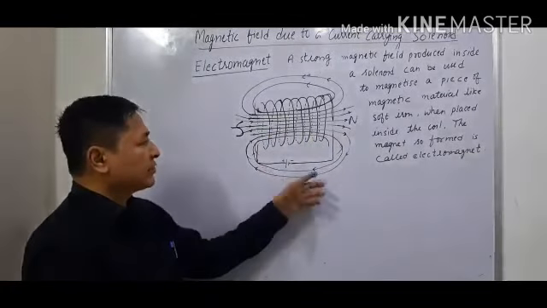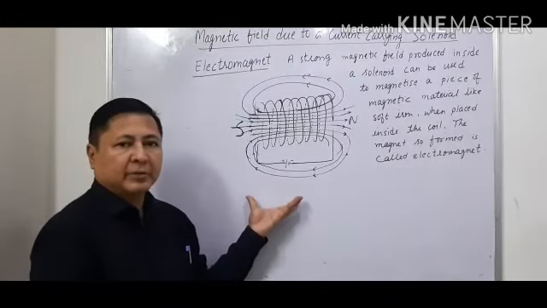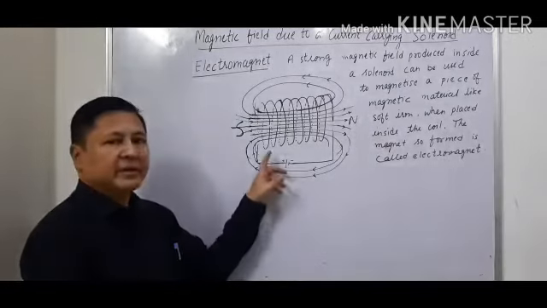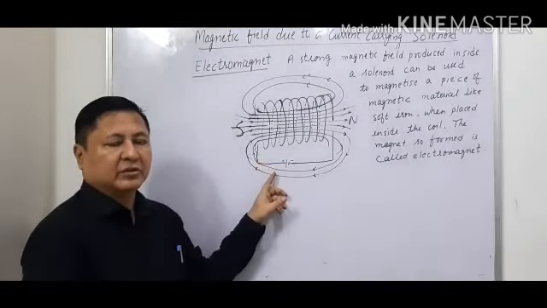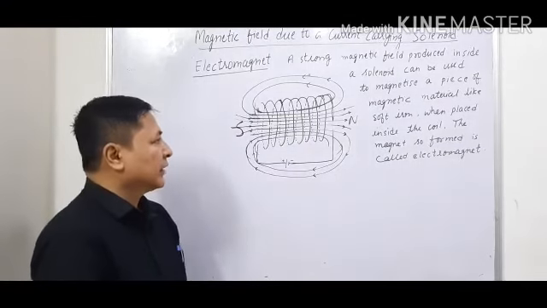So if we change the direction of current, then the polarity will reverse. And the permanent magnet we cannot demagnetize, but here we can demagnetize it by switching off the current or stopping the current. These are the basic differences between the permanent magnet and the electromagnet.